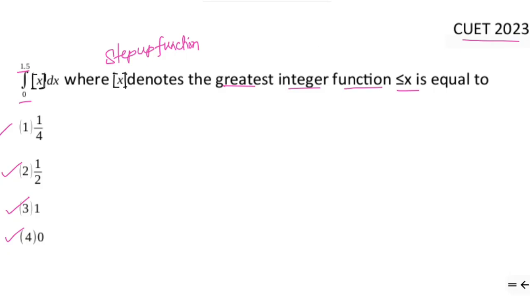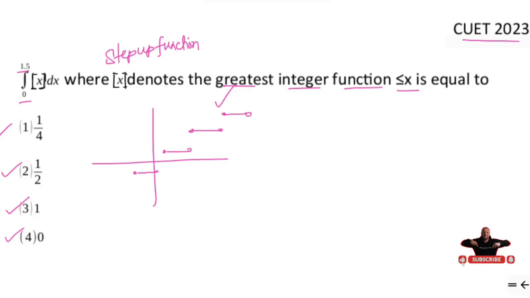If you are trying to visualize it, the graph will look like a step. The starting point will be included, but the ending point we won't include. That's why we have an open circle. Here also you will have it included over here. This is the way it will look like steps. That's why it is said to be the step-up function. Here the function denotes the value less than or equal to x.